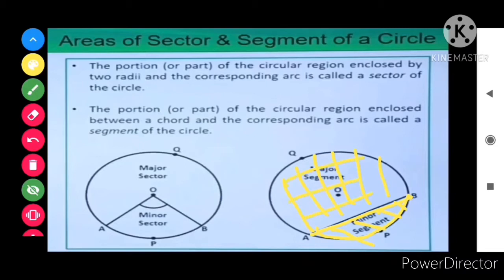So you see, APB is the minor segment, means it is the small region. Very clear? Similarly, AQB is the major segment, because it is the big portion. Big region it is, so it is called major segment. Very clear? It is the minor segment.